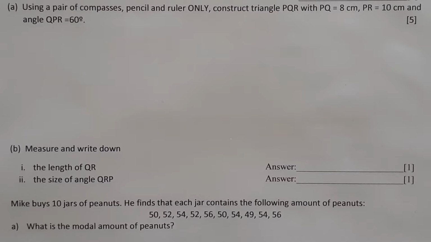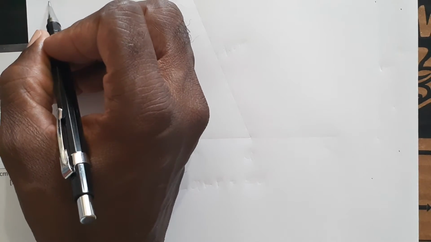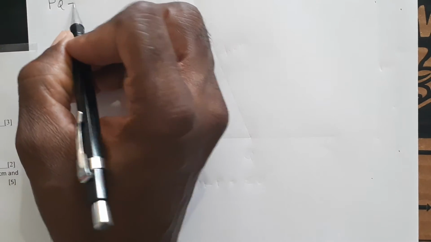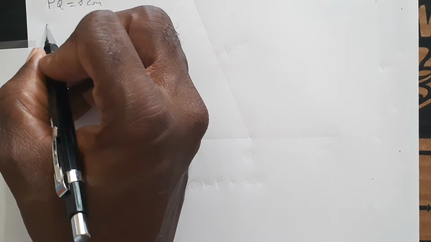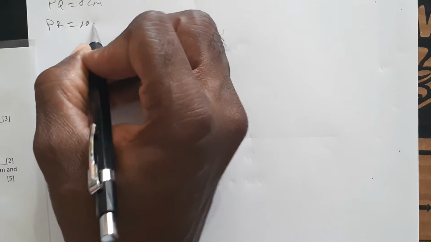Part 2, the size of angle QRP. In a question like this, whenever you're given two sides and one angle, we always construct the base line first, and then we'll construct the given angle. So we're saying here that PQ equals 8 centimeters and PR equals 10 centimeters. Those are the two distances we want to focus on.